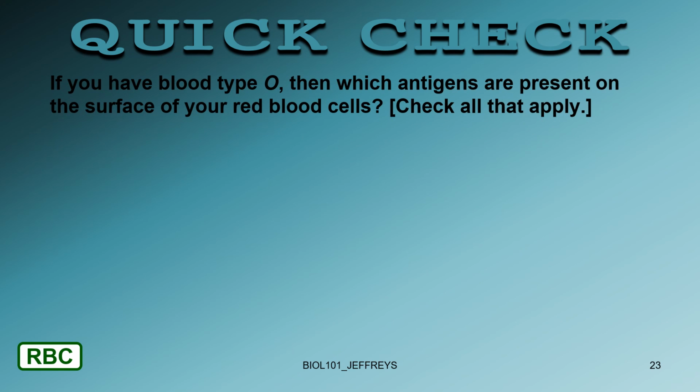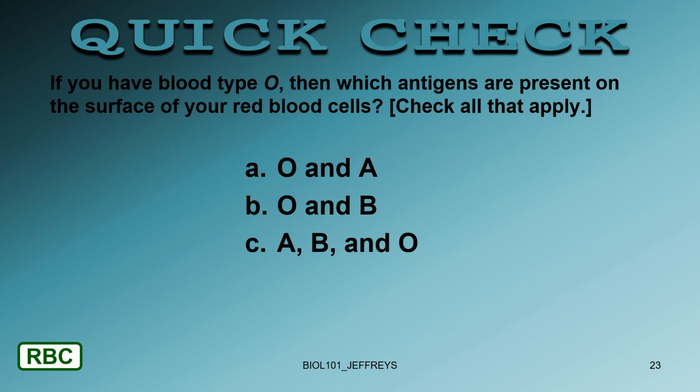And here's a quick check. If you have blood type O, which antigens are present on the surface of your red blood cells? It says check all that apply. O and A. Now we're talking about antigens on the surface of your red blood cells. O and B. A, B, and O, or none.